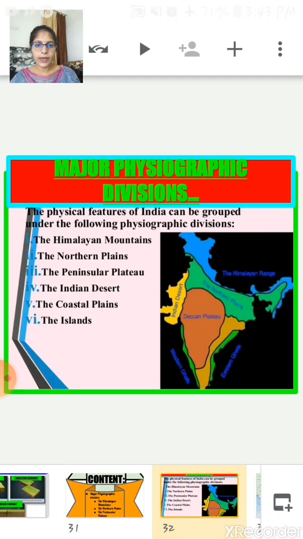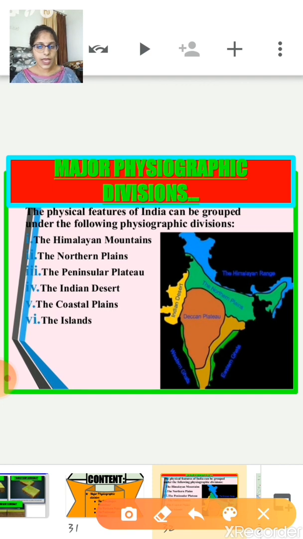So here are the major physiographic divisions. The physical features of India can be grouped under the following physiographic divisions. First one is the Himalayan mountain. This blue color shows the Himalayan mountain region, and the next one is the northern plain, just below the Himalayan mountains.